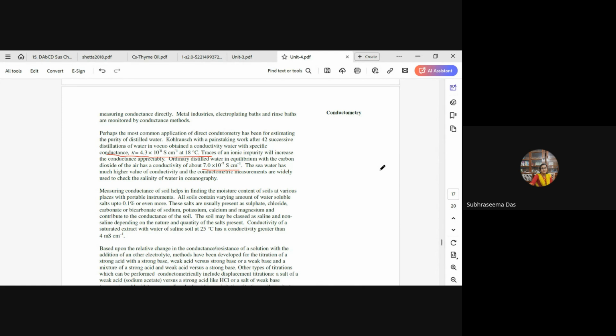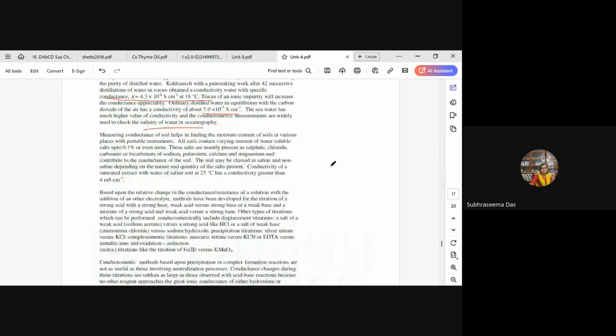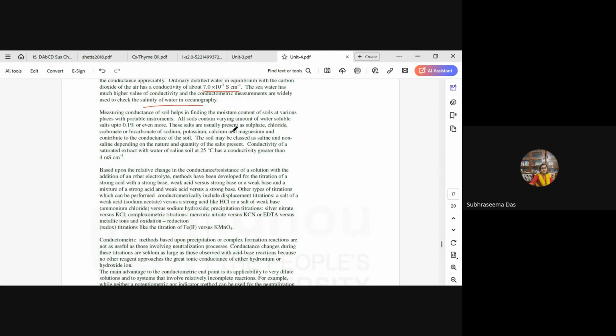Seawater has a much higher value of conductivity, and conductometric measurements are widely used to check the salinity of water in oceanography. This is one of the greatest applications of conductometry. Measuring the conductance of soil helps in finding the moisture contents of soils at various places with portable instruments. Now we know all soils contain different amounts of water soluble salts that make up to 0.1% of the total value or more.